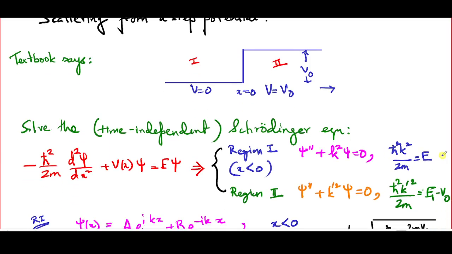In region 2, on the other hand, there is a potential. The potential is actually V0, a constant. So the equation becomes psi double prime plus k prime square psi equals 0, and k prime is given by h cross square k prime square by twice m equals E minus V0.